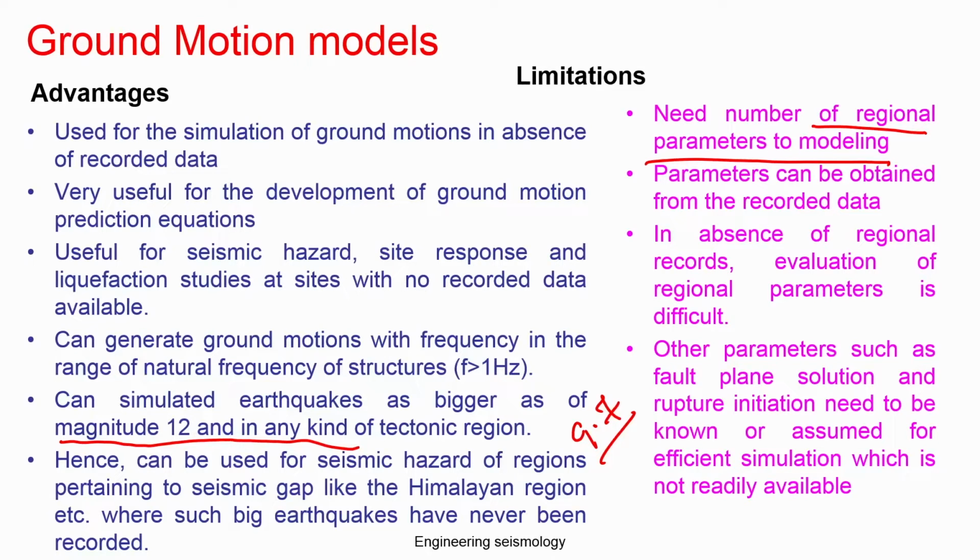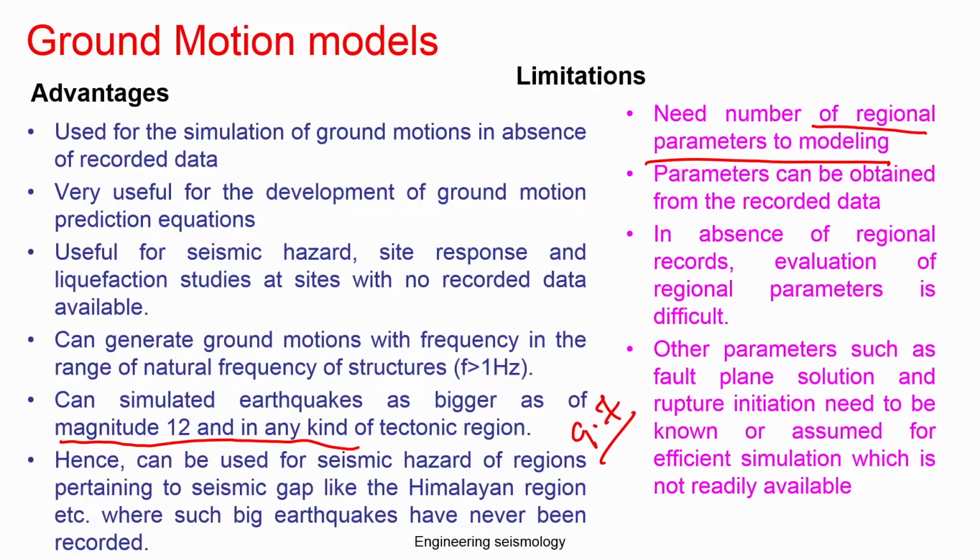Other parameters such as a fault plane solution and rupture initiation need to be known or assumed for an efficient simulation, which is not really available. So, the recorded data will give you attenuation characteristics, corner frequency, and cutoff frequency, where you can also estimate a seismic moment by knowing the corner and cutoff frequencies and also by knowing the expected magnitude.